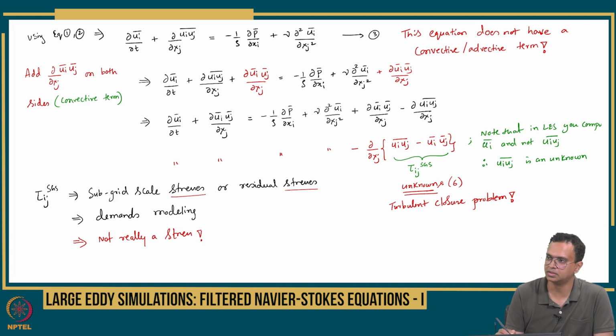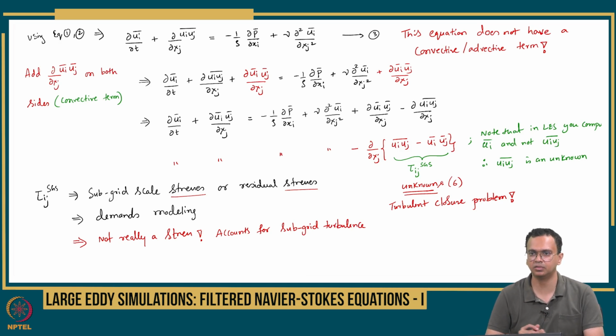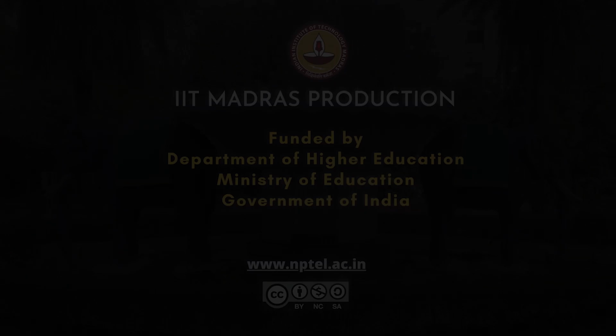You can call this subgrid scale motion. This particular term accounts for all the residual fluid motion, or subgrid scale motion, that you get when you filter. So it accounts for subgrid turbulence, that is, the turbulent eddies that are smaller than your mesh size. That has to go into tau ij SGS.